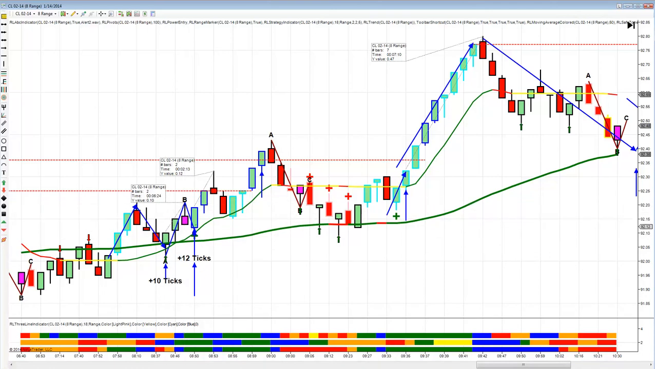Then we had another pullback. You can see the 50 is green, the modified 15 is green. This is a C candle that is surrounded in blue. That means order flow, stochastic, and momentum are with us on the trade, and the trade just flew for 12 ticks. So we opened up with 10 and 12, and we have 15 straight winners.